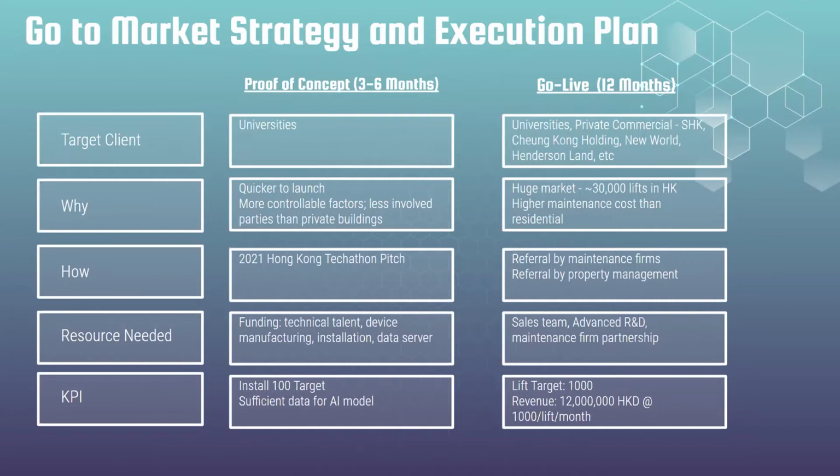So how we approach the commercial side, we're planning to have some kind of network based on the experience of one of our sales directors with the network of maintenance firms and property management. We're able to break into these conversations to commercialize our product and reach a negotiation. We target to reach about 1,000 lifts in 12 months with expected revenue of 12 million Hong Kong dollars, with the estimation of $1,000 per month per lift.